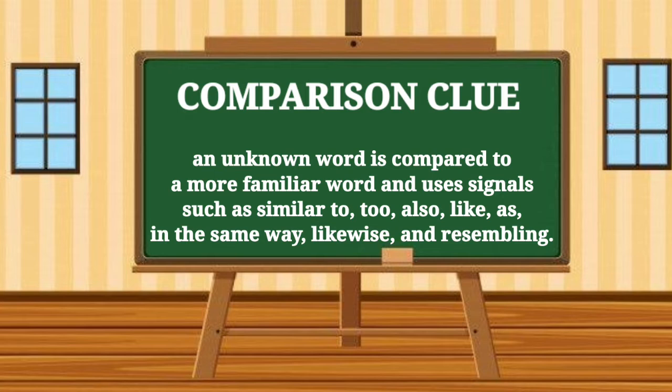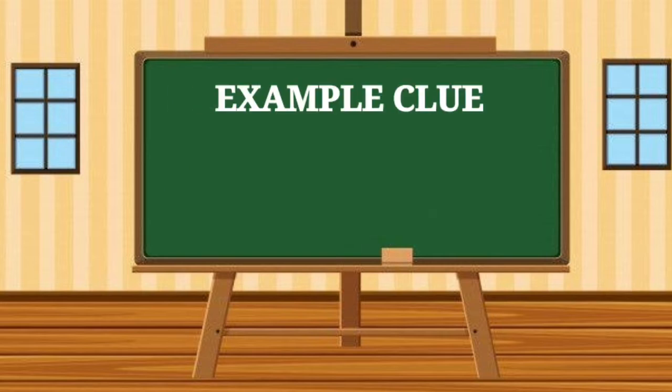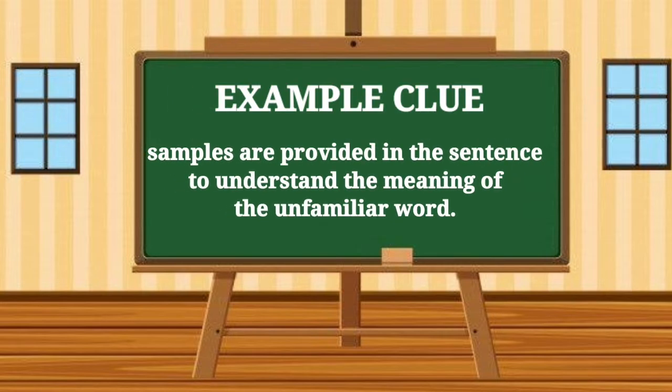Next to it is the comparison clue. In comparison clue, an unknown word is compared to a more familiar word and uses signals such as similar to, also, like, as, in the same way, likewise, and resembling. Next is example clue. Here, samples are provided in a sentence to understand the meaning of the unfamiliar word.